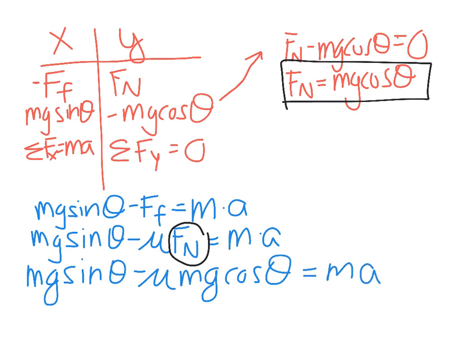So from here, I can solve for a lot of different things. Before I do anything though, I can get rid of all these m's. They all cancel. Nice, much easier problem. So now at this point, I could solve for acceleration or I could solve for mu. It really depends on the situation.